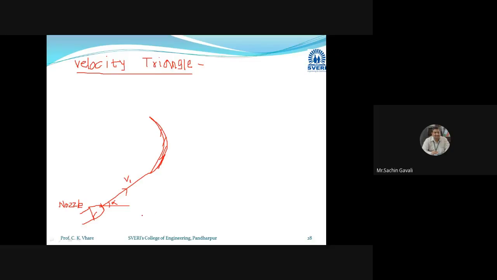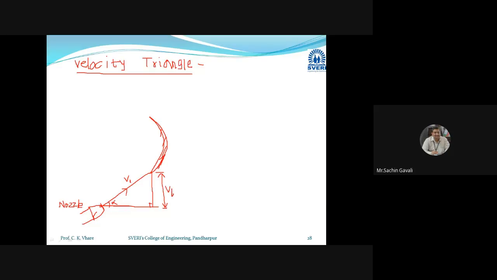Now this velocity has two components, one in the vertical direction and one in the horizontal direction. As in the steam turbine we discussed, the resultant V1 has two components. The vertical component is called VF1.